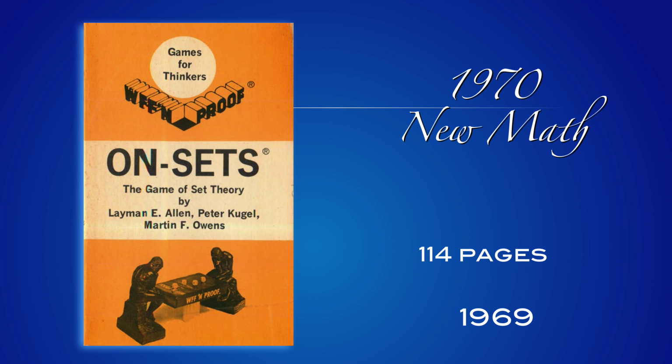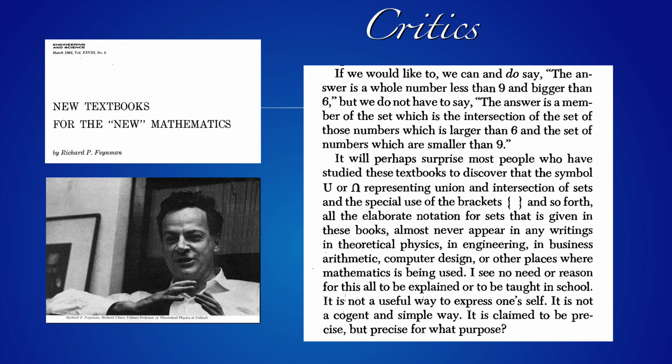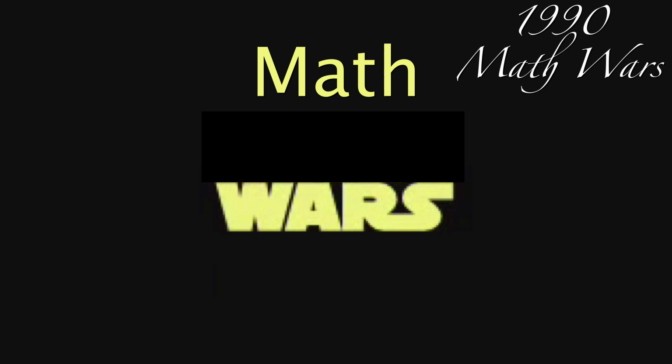About the new math, when this came, there was a game which illustrates this well. It's a 114-page manual of a Set game. It's a very complicated game. I don't understand it. Here are some pages. So not everybody liked the new math. So here is a critic, Richard Feynman.